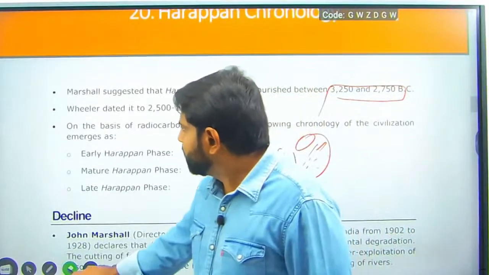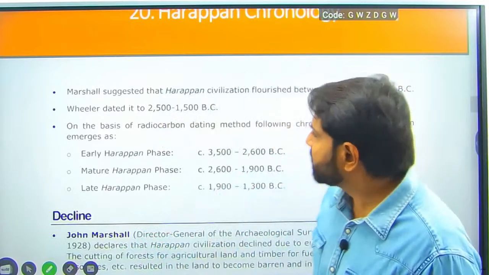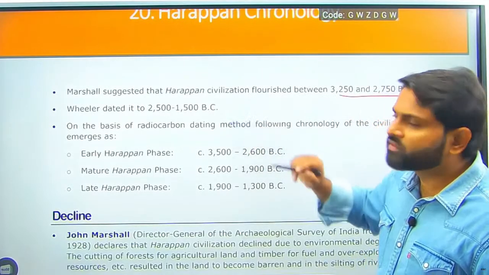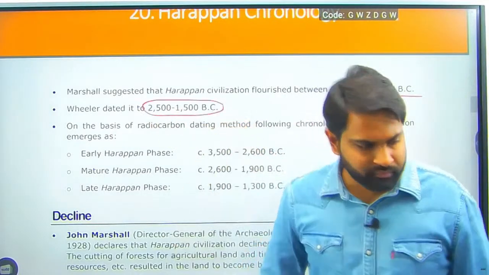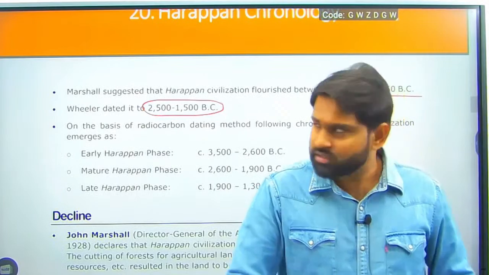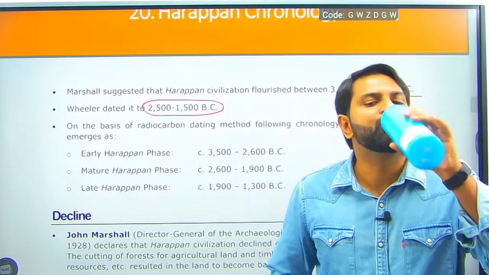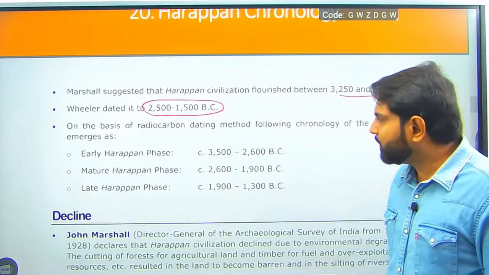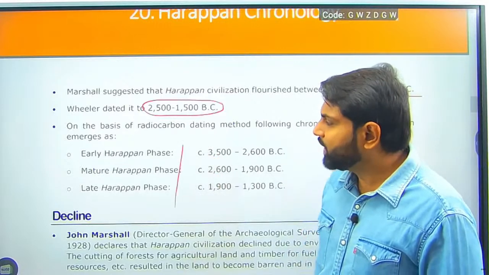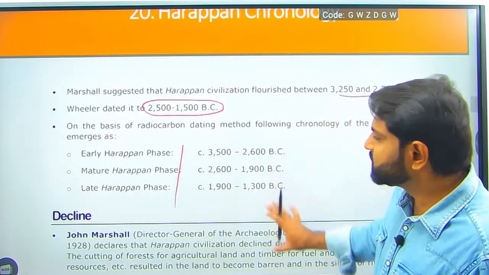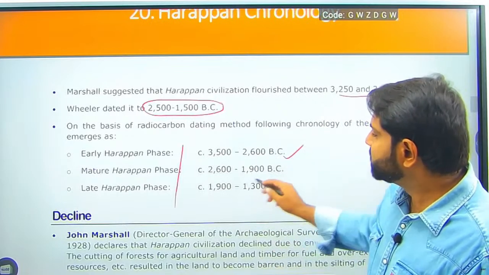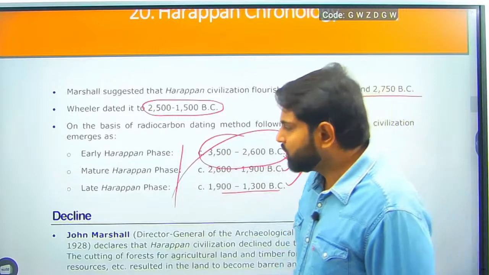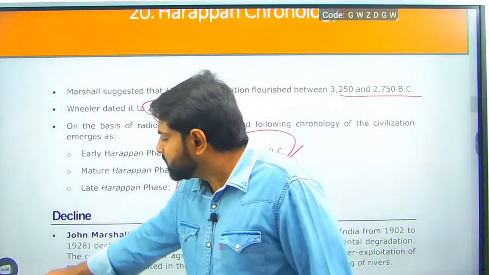So if you try to see the chronology, Marshall suggests that this flourished between 3250 and 2750 BC. Wheeler dated it as 2500 to 1500 BC, which I remember, which I reproduced. According to carbon dating, we divide it into early, mature, and late Harappan phases. This is how the division is: 3500 to 2600, 2600 to 1900, 1900 to 1300. Maybe in the initial times it was contemporary with the stone ages and Chalcolithic ages, and later it was contemporary with the Mahajanapadas and the republics.